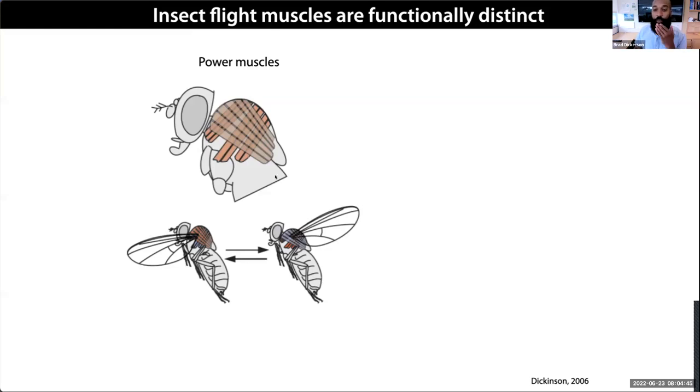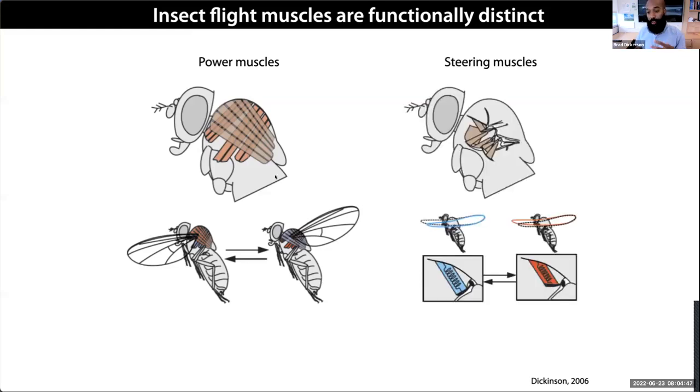And then for maneuvers, they have a small set of steering muscles. In the case of flies, there are different flavors of these steering muscles. These are what are called indirect synchronous muscles, meaning that they are indirectly attached to the wing. They attach to elements of the thorax that are known as sclerites.